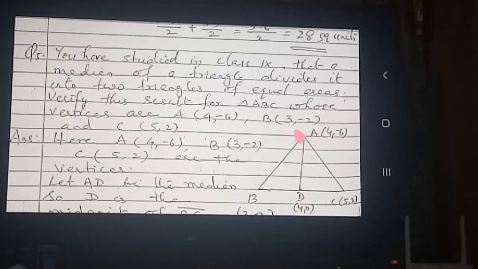Okay? So if AD is a median, what is a median? Median is the line segment joining any vertex and the midpoint of the opposite side. Once more, repeat: median is the line segment joining any vertex and midpoint of the opposite side. Therefore AD is the median. In short, D is the midpoint of BC. So find out the coordinates of D.